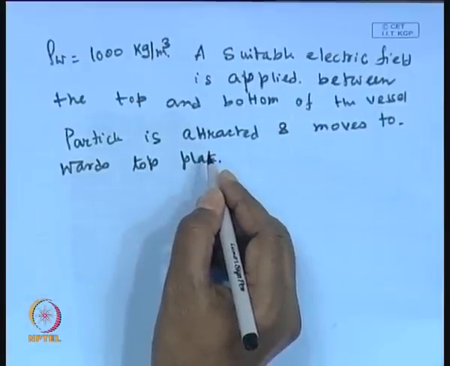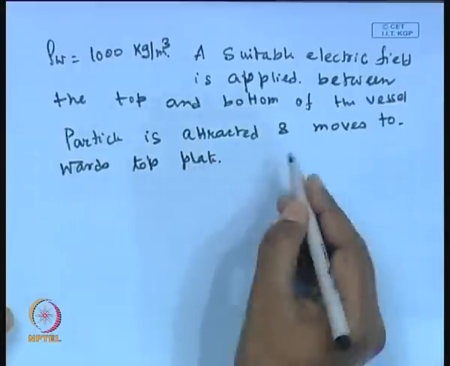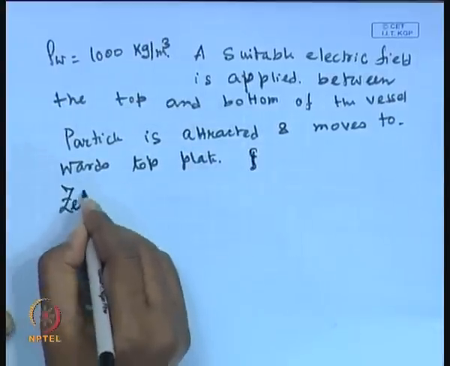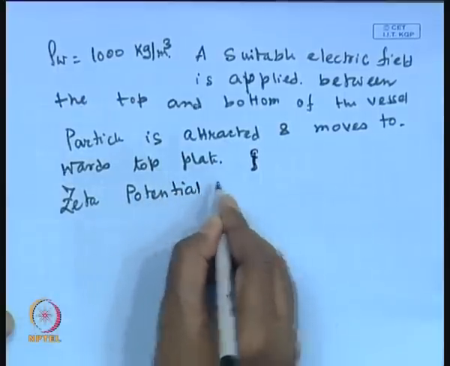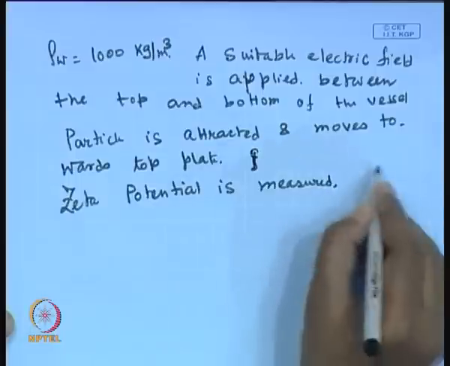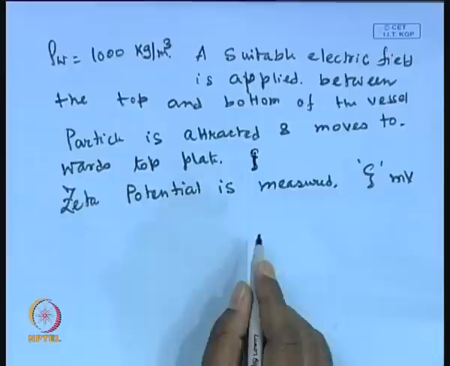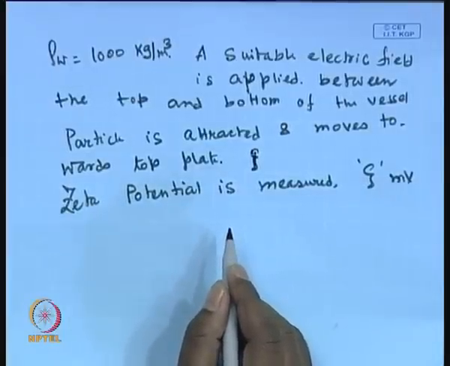And the zeta potential is measured, and the value is zeta mV, millivolt. Okay. So, basically I will be solving this problem with symbols. So, whenever the values are supplied, you can put the values and get the numbers.